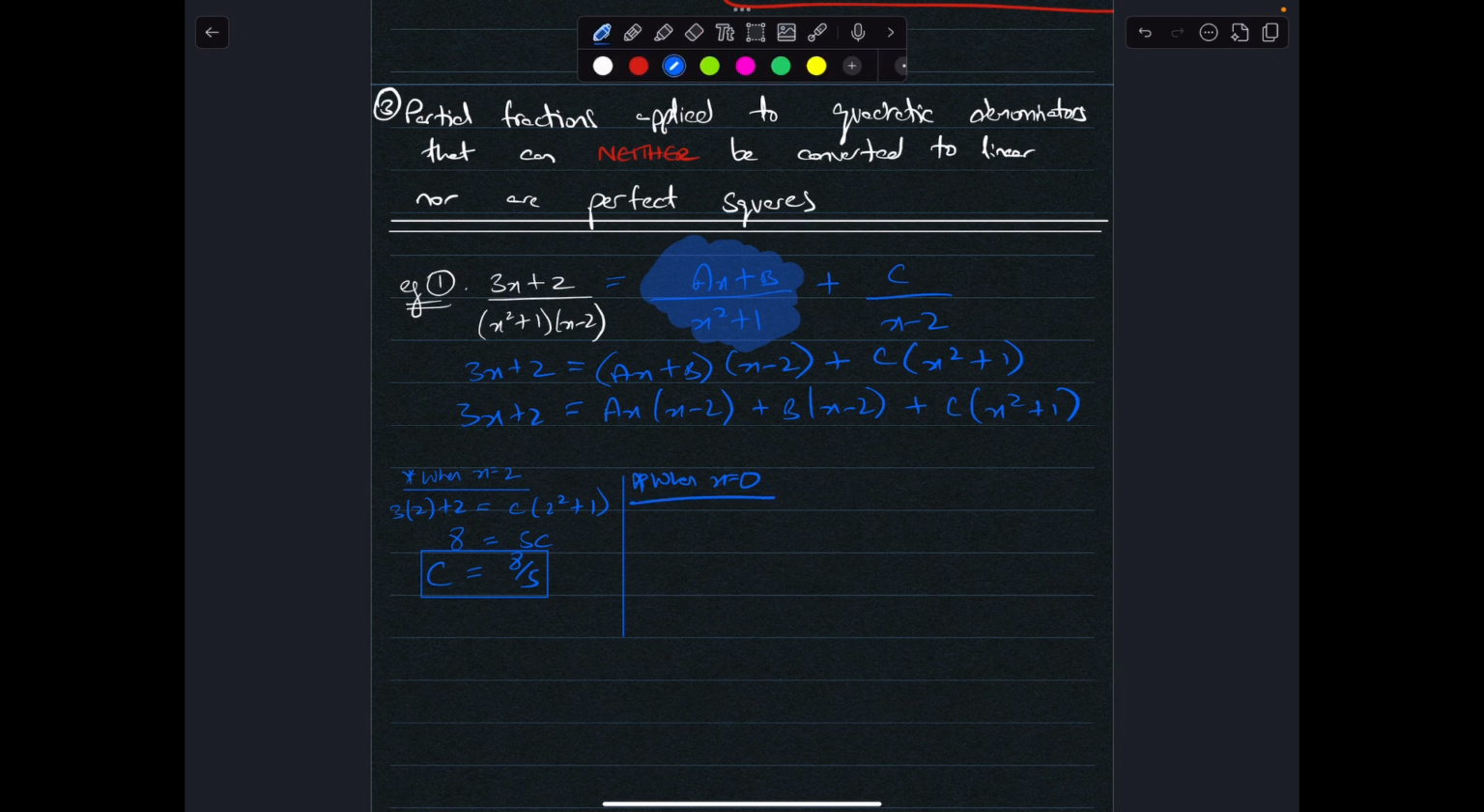And I have something like 3 into 0 plus 2 is equals to 0a, or rather just 0, and minus 2b plus 8 over 5 into 0 square plus 1. So simplifying this would give me something like 2 minus 2b and plus 8 over 5.